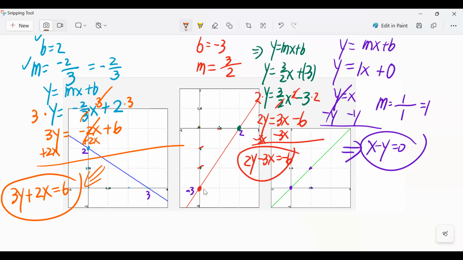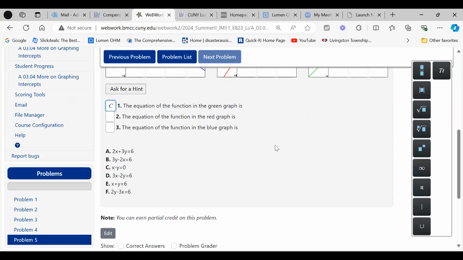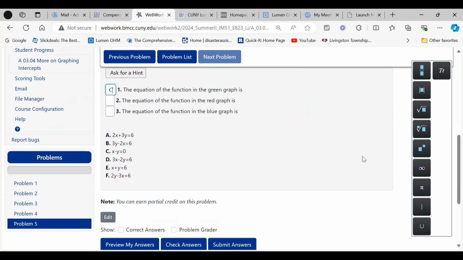Number 3, right? Go up 3 units, go to the right 3 units. Yeah, it's all good. Let's see an example here. 2y. I think they do 2y minus 3x. Oh yeah, this is the one actually, D.